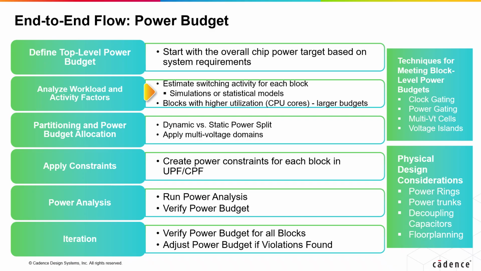Blocks with higher utilization, such as CPU cores or DSPs, are assigned larger portions of the budget, while less active blocks receive smaller allocations. Partitioning the design and allocating power budgets is not just about dividing numbers. It involves understanding the dynamic versus static power split and sometimes applying multi-voltage domains to optimize efficiency. Constraints for each block are formalized using industry-standard formats, such as UPF or CPF, which help automate power intent throughout the design flow.